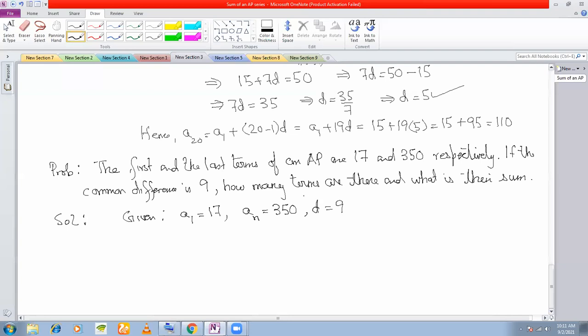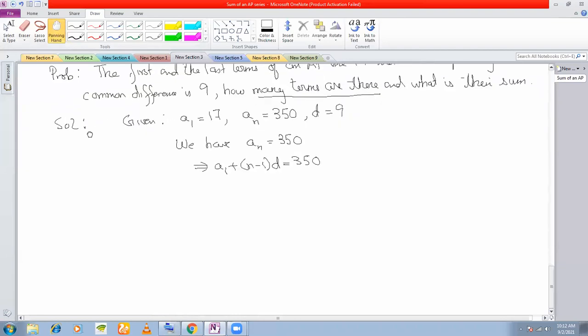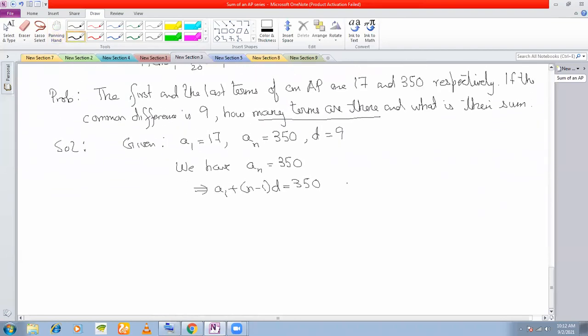Okay. Now the question is how many terms are there? That means you have to find out the nth term. Okay. So we have AN is equal to 350. That means A1 plus N minus 1 into D is equal to 350. That means A1 plus N minus 1 and D is 9 is equal to 350. Now from here you can find out the value of N because you have to find out how many terms are there.